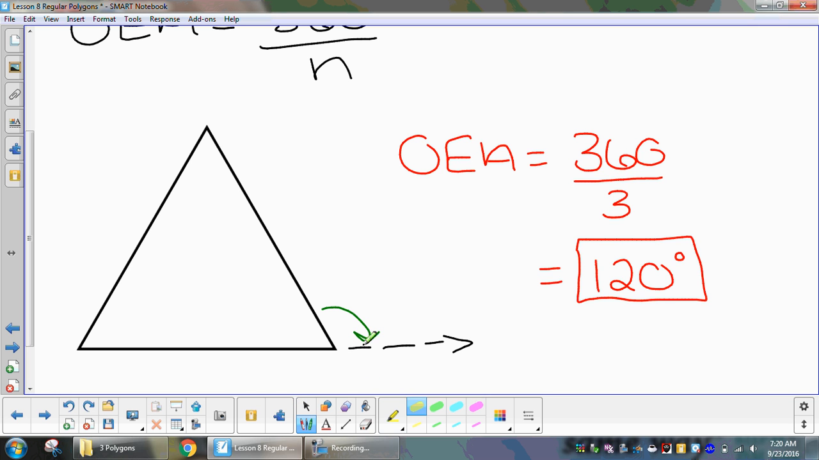What's kind of nice is that if you know this exterior angle is 120 degrees, it's easy to find the interior angle without even doing the one interior angle formula, because these two make a linear pair. So that means they add to 180. So this one exterior angle is 120. If I subtract that from 180, I can find out that this interior angle is 60 degrees. So if I know one, either the interior angle or the exterior angle of a regular polygon, I can find the other because I know they're linear pairs.